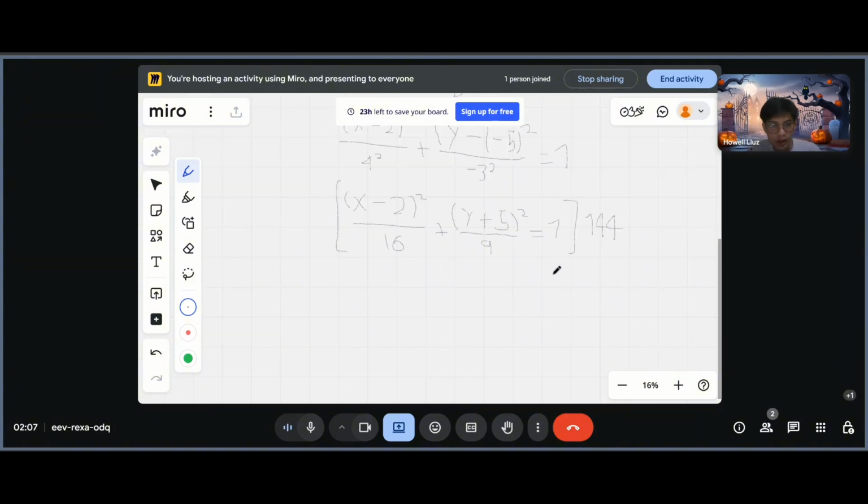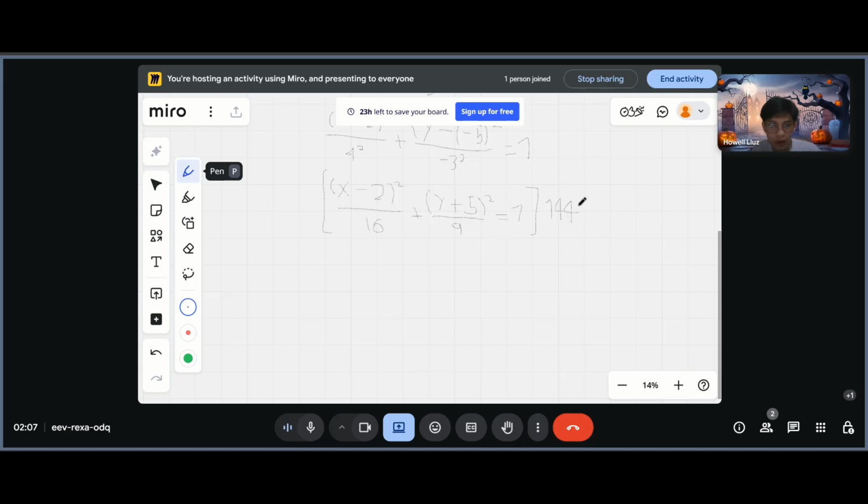So next is divide both sides down. So we got (x − 3)² + 16(y)² + 5² is equal to 140.